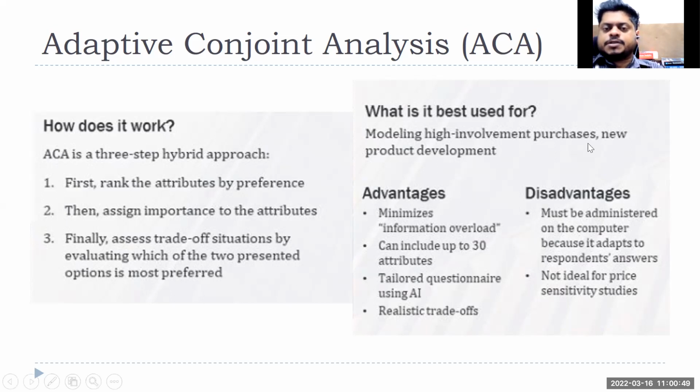It is used for modeling high-involvement purchases and new product development, right? Whenever you are purchasing a car or a home, what is most important to you first comes into your mind, right? Okay, I have a budget limit for buying a car, let's say 5 lakh rupees. So other cars beyond that will never come into my choice set, right? Because I have a range: price is the most important attribute and has the highest weightage, and I have a range for it.